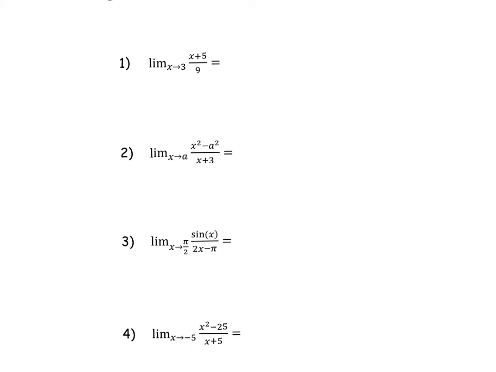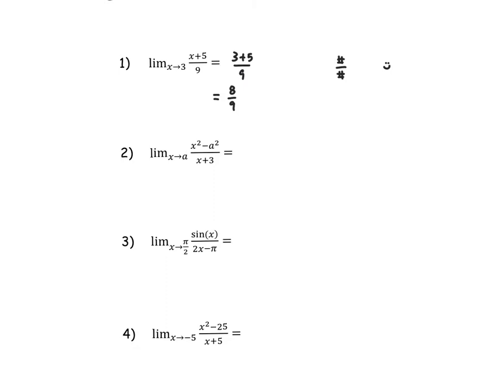So we would get (3 plus 5) over 9. So this limit evaluates to 8/9. If you ever get a finite number over another finite number, like we did here in number 1, you're done. That's the y value that the function approaches as x approaches 3. That's great. Okay, let's look at a more general case.